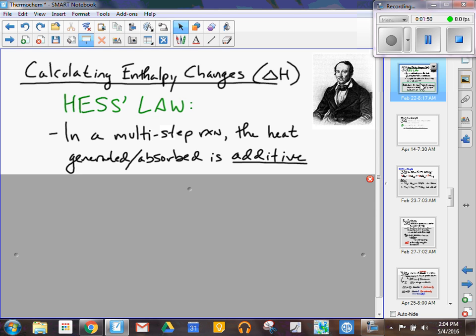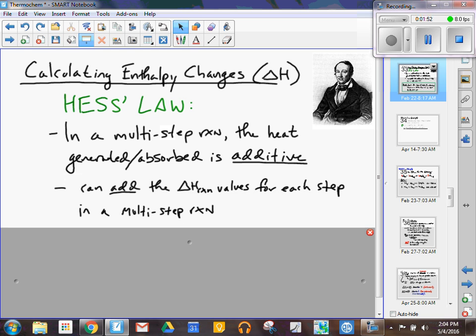In a multi-step reaction, the total heat generated or absorbed is additive, and that can include endothermic reactions. So if the first step is exothermic and the second step is highly endothermic, it's going to absorb all the heat generated in the first step and end up being an endothermic reaction.